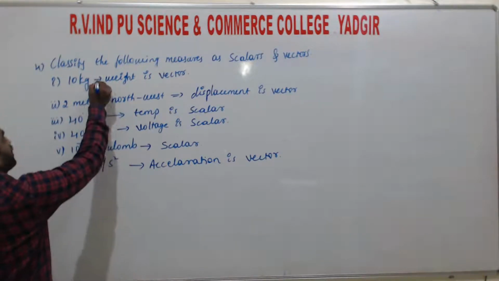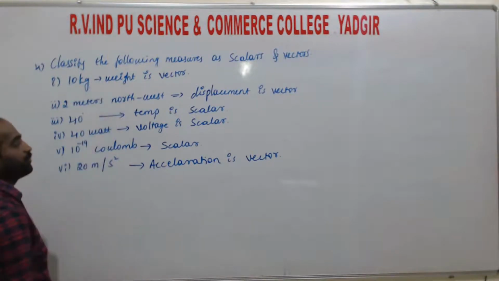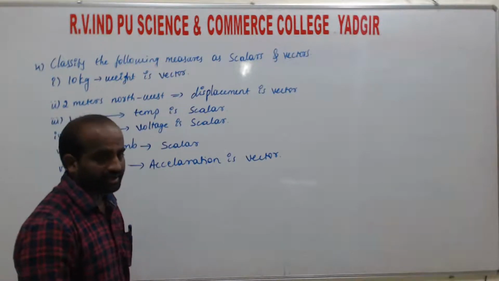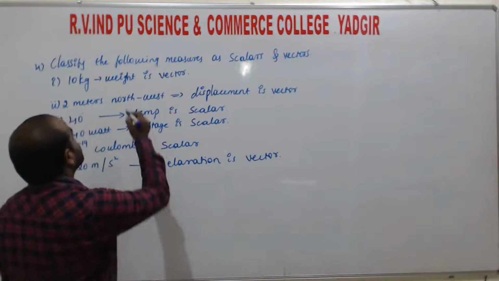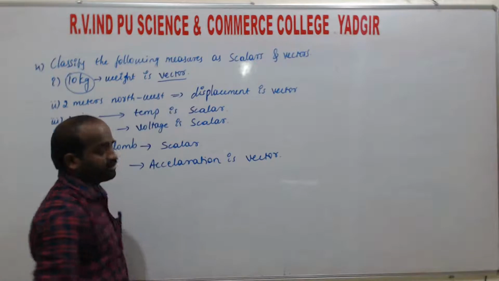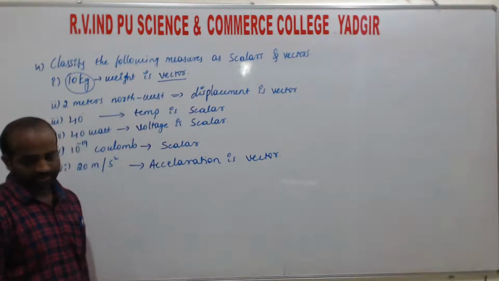First one, correction: 10 kg is weight. Weight is what? Vector. It involves both magnitude and direction. Okay, this 10 kg is vector.